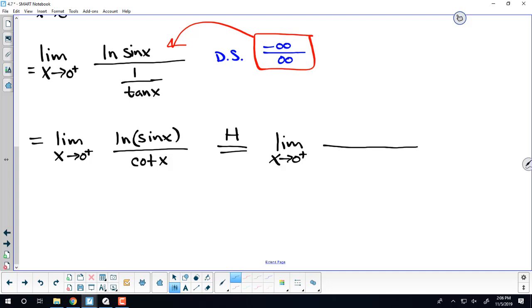So derivative of ln sine, 1 over the argument times the derivative of the argument. Okay, so we have cosine over sine. And then the derivative of cotangent is negative cosecant squared. So L'Hopital's rule, then we simplify. As far as trig functions are concerned, I think generally the best approach is to write everything in terms of sines and cosines. So we have to simplify this.